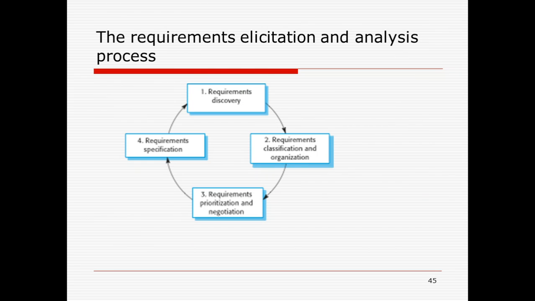So this diagram basically identifies these four stages or four activities within the requirement elicitation and analysis process. That is initial requirement identification, then requirement classification and organization. Okay, and then you go to requirement prioritization and negotiation, and then you move to requirement specification. Okay, and from there again you may go back to the requirement discovery stage. So this is basically a cyclic process for requirement identification and analysis.